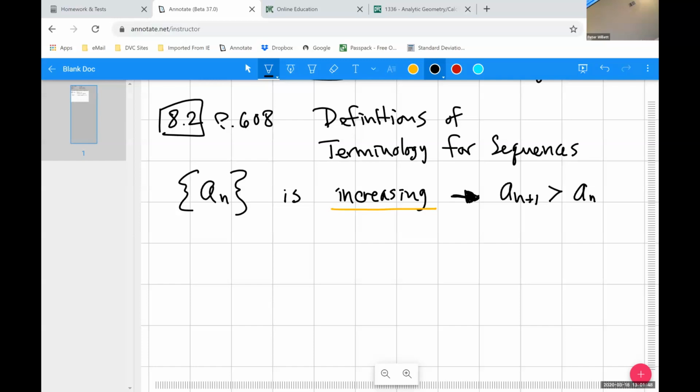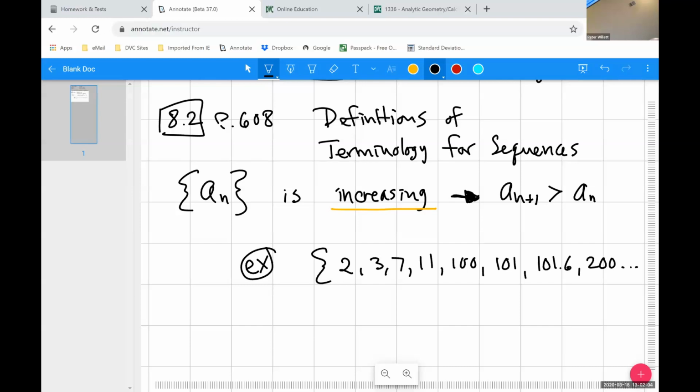Okay, quick example. So if I had a sequence like 2, 3, 7, 11, 100, 101, 101.6, 200, and it seemed to continue. I'm purposely writing a sequence where there isn't an easily recognizable or obvious pattern, but at least from what we can see in the sequence, it's an example of one that would be increasing, because each time that we move to another number in the sequence, we get a larger value than we had before that. Questions about that?